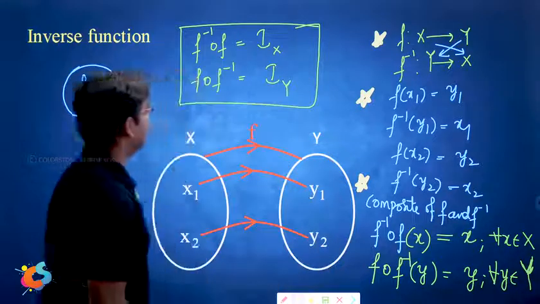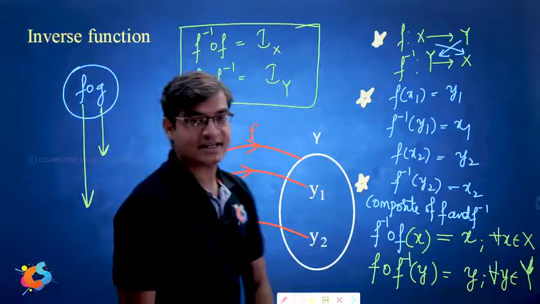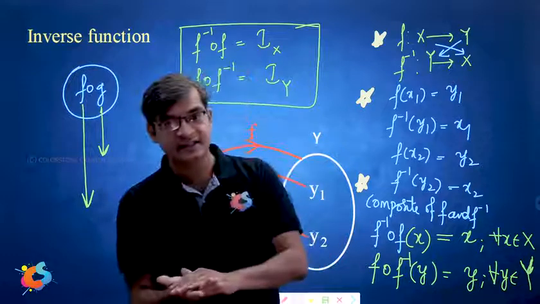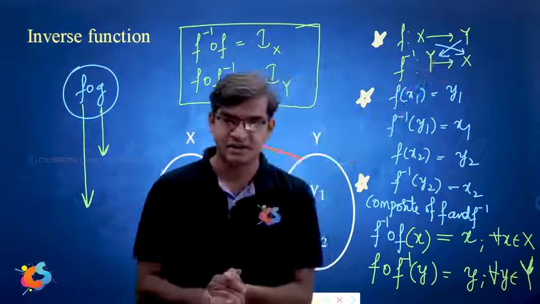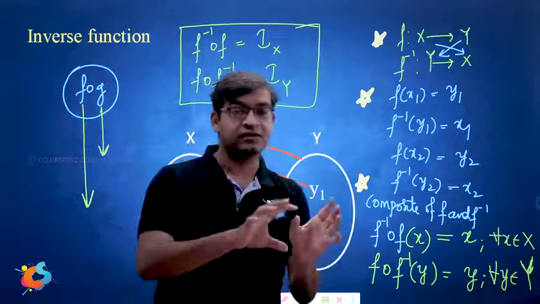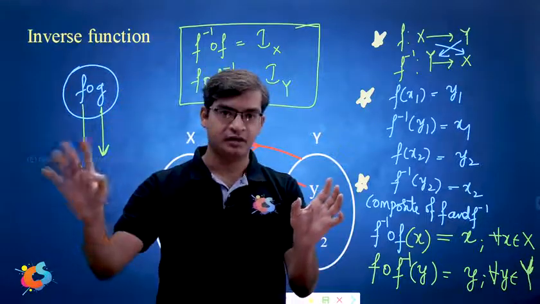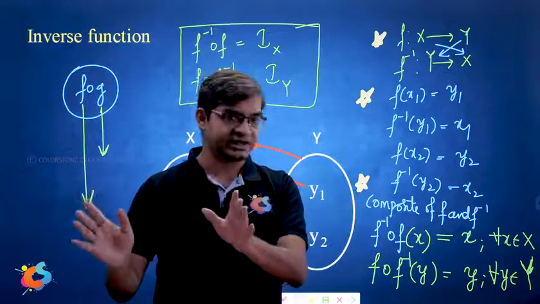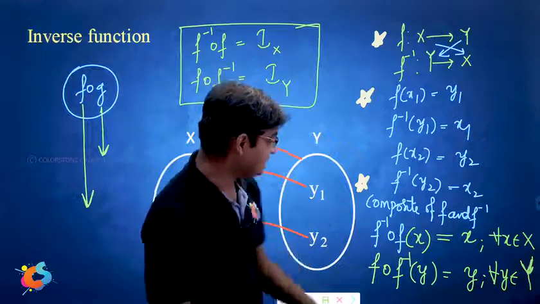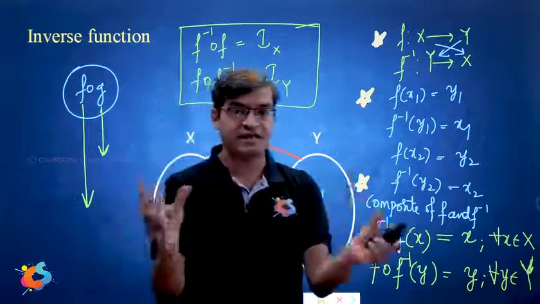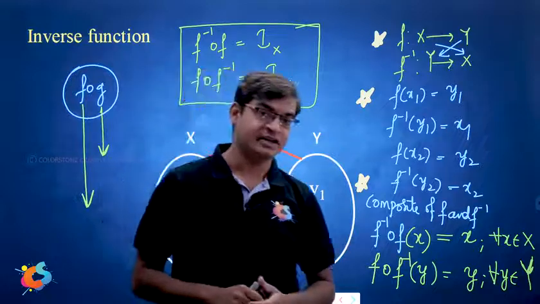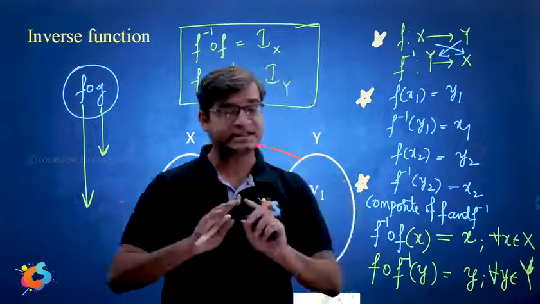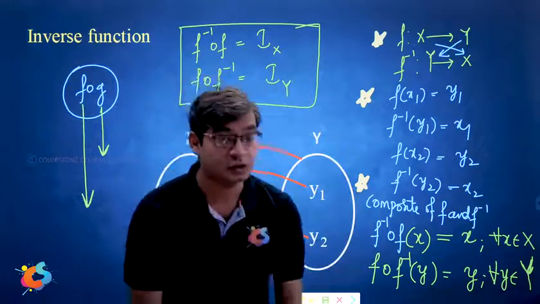Okay, fine, very good. So what we are saying here is, for a function f, if you can find a function, let us say g, where the domain and codomain are interchanged, and when you take the composite of these two functions f and g, if you get identity function, then this function g is inverse function of f. Okay, you will understand very clearly when we do some problems.